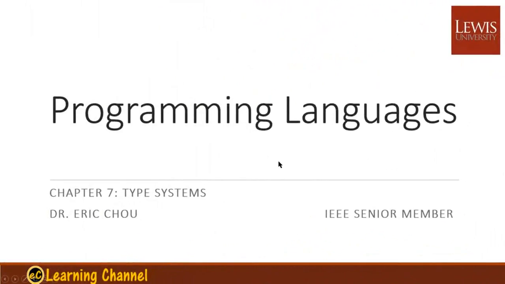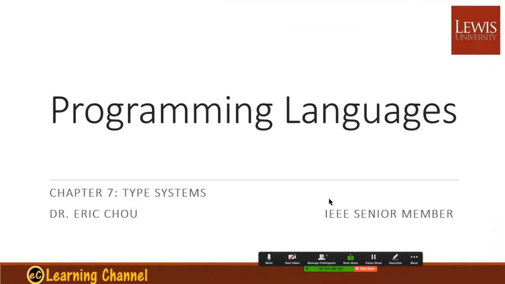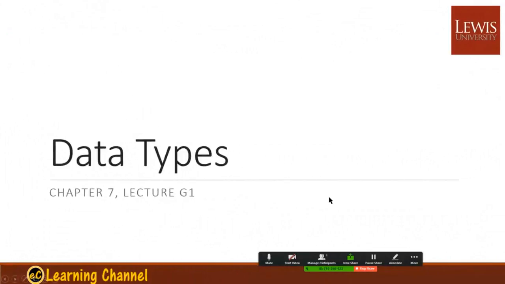Good morning. Welcome to Chapter 7, Type System. In Chapter 6, we introduced control flow. And in this chapter, Chapter 7 and Chapter 8, we are going to talk about data type and data structure. Data type.